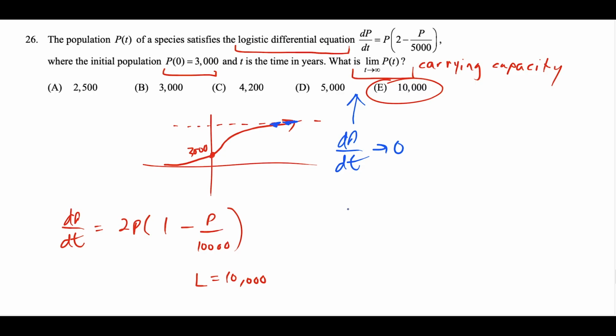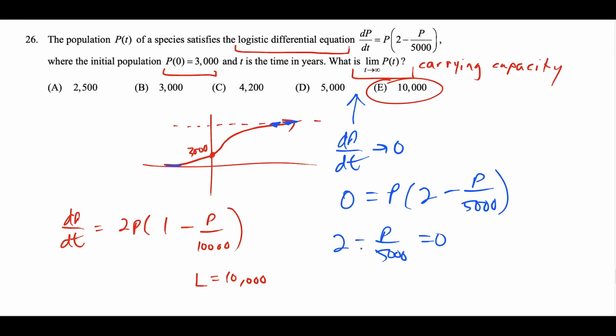So if we set dp over dt equal to 0, that gives us 0 equals p times 2 minus p over 5,000. And notice here that the first factor, p equals 0, that also makes sense. When the population is heading to 0, the slope is 0 on this part of the curve. But now this factor tells us the value of the population where the slope also returns to 0, and that's the carrying capacity. So if we set 2 minus p over 5,000 equal to 0, this gives us 2 equals p over 5,000. And if we cross multiply here or do the algebra, this tells us that p equals 10,000.